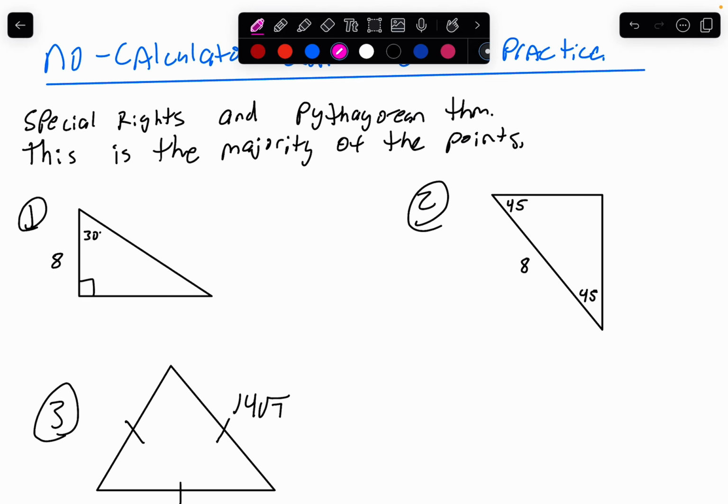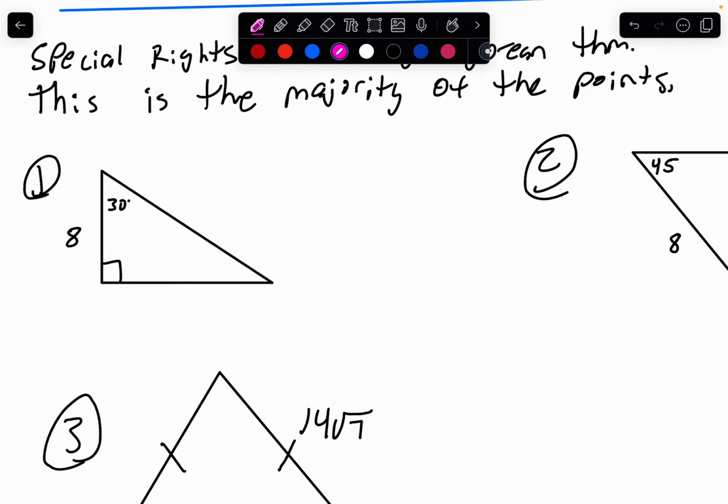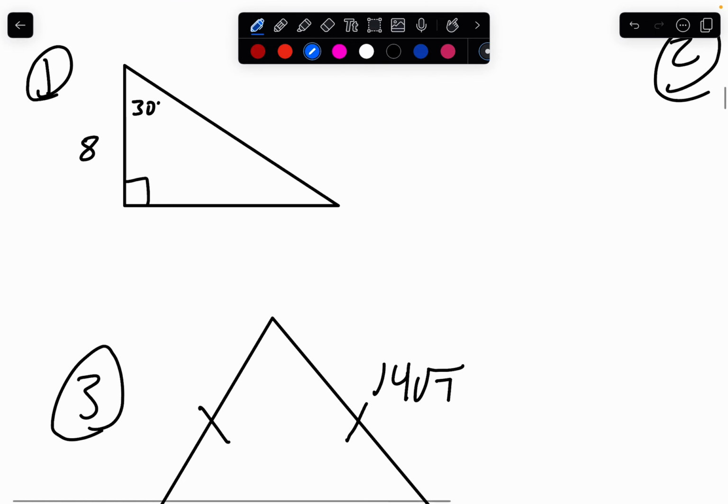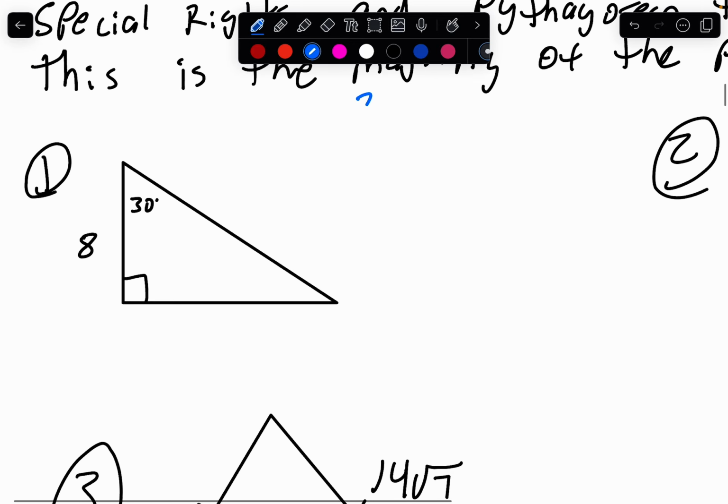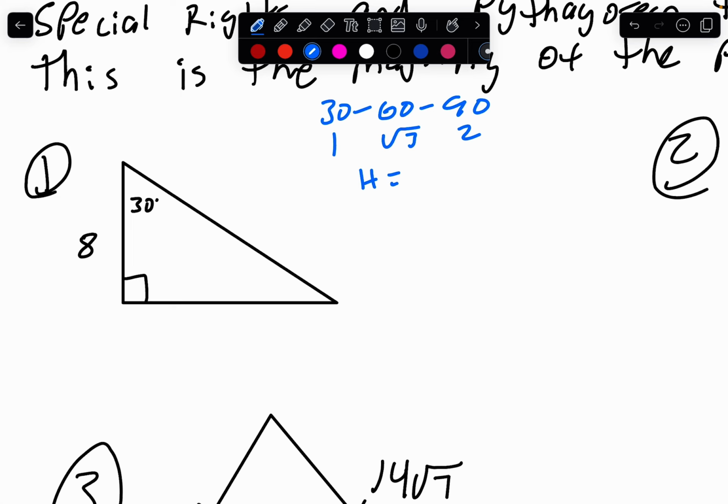All right, special rights and Pythagorean theorem. This is the majority of the points on the quiz. This is a pretty basic 30, 60, 90 triangle. A lot of students like to write this at the top of the page, 30, 60, 90, with the numbers 1, root 3, and 2, or just understanding the two rules. The two rules are the hypotenuse equals the short leg times 2, the long leg equals the short leg times root 3. Those are the two rules.